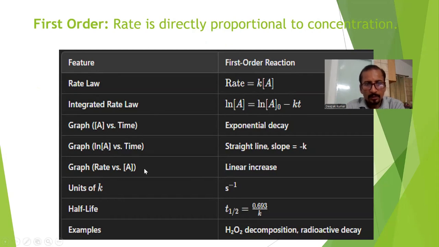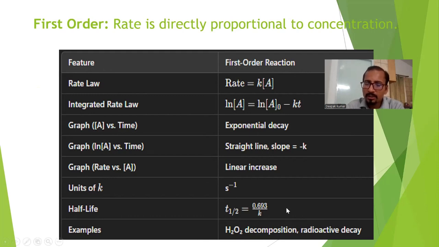We'll plot three graphs here: A versus time, ln A versus time, and rate versus A. A under the bracket is the molar concentration term, that is, the molarity of the reactant. The unit of the rate constant k for a first order reaction becomes second inverse. From the half-life formula itself, you can see that the half-life of a first order reaction does not depend on the initial concentration of the reactant. Examples are H2O2 decomposition, meaning hydrogen peroxide, and radioactive decay.